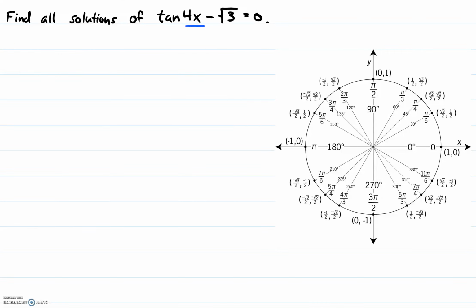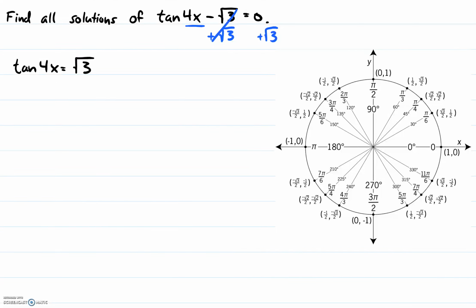We'll talk about that in a minute, but there's another interesting challenge, and this is what happens anytime you're talking about tangent, which you'll see in a second also. So our first strategy is to get tangent by itself, or tangent 4x by itself, and we're going to do that by adding the square root of 3 to both sides of this equation. That's going to give us tangent 4x is equal to the square root of 3.